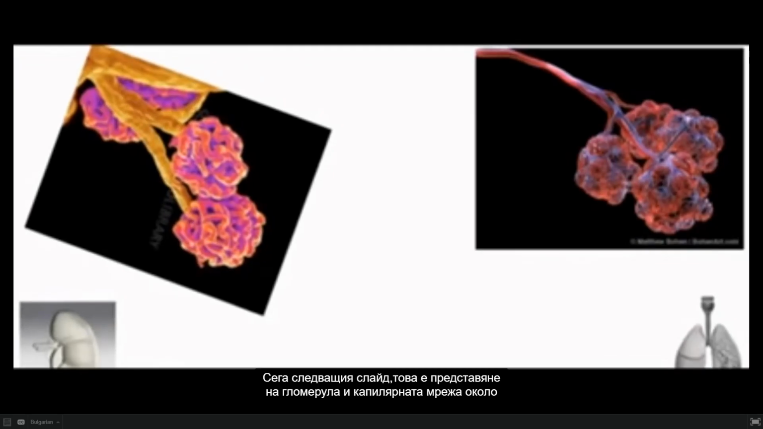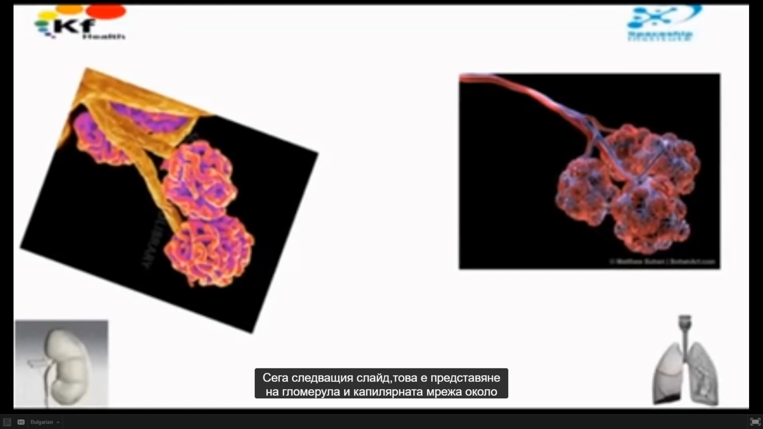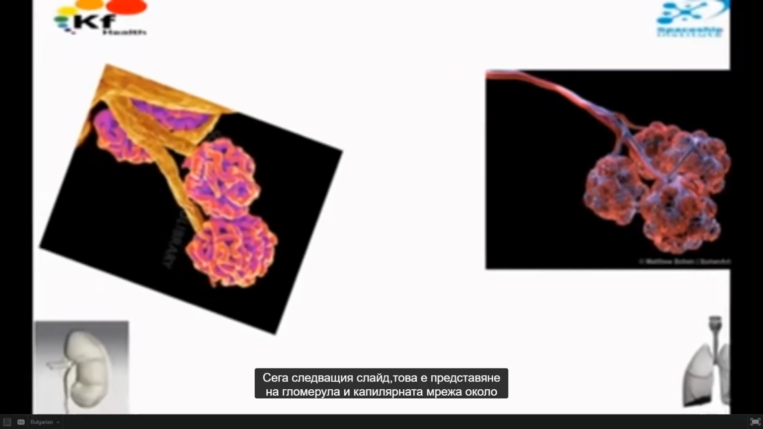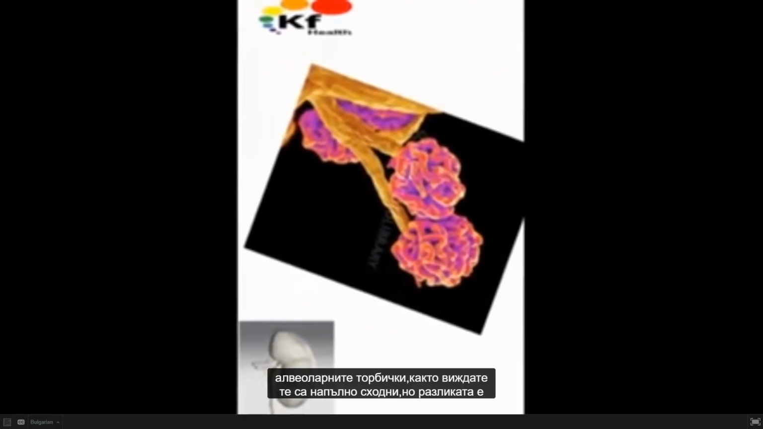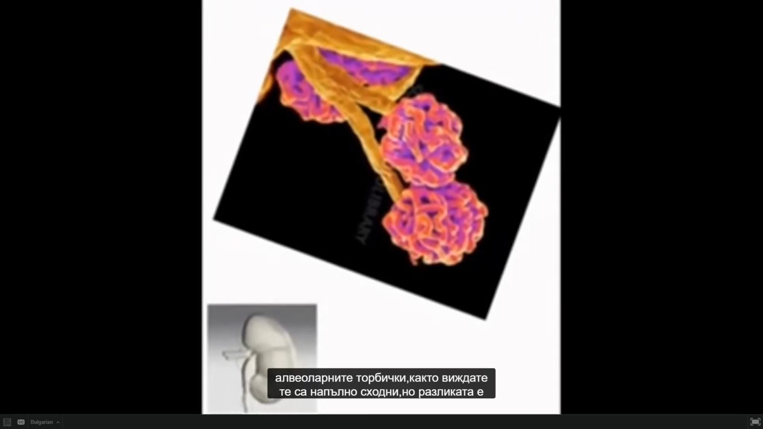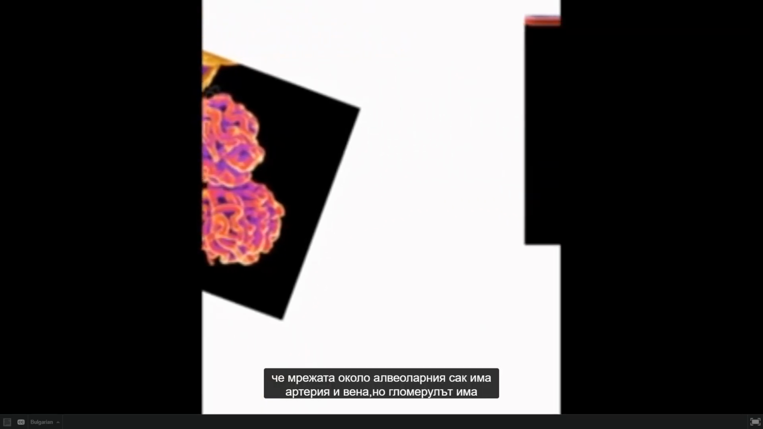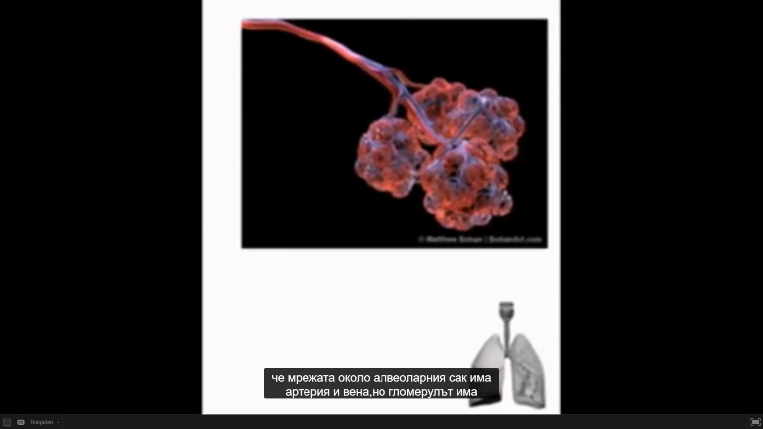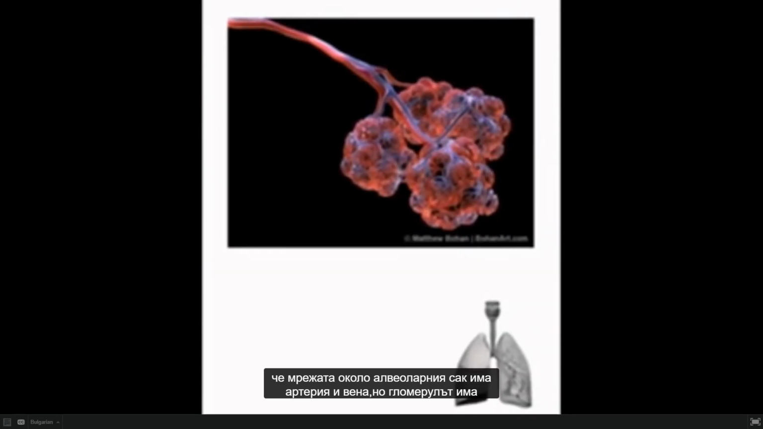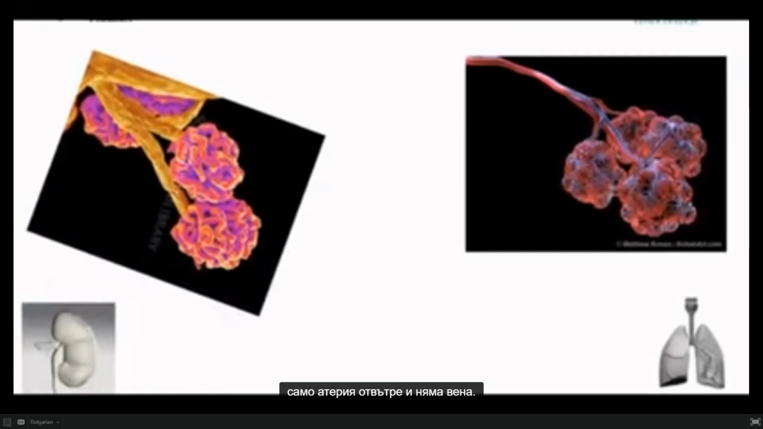Okay, and then we go to the next slide. The next slide is a representation of the glomerulus and the capillary net around the alveolar sac. As you see, they are completely similar. But the difference is that the net around the alveolar sac has an artery and vein part, but the glomerulus has only artery inside, not a venous part.